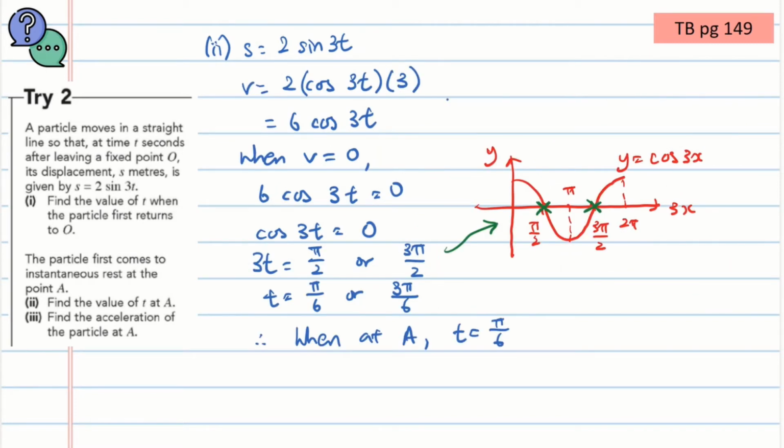And now moving on to part 2, it says that the particle first comes to instantaneous rest at the point A. So we want to find the value of t at A. Instantaneous rest would mean that your v is equal to 0. So what we have to do is to figure out the velocity function first. So since s is equal to 2 sine 3t, we do our differentiation.